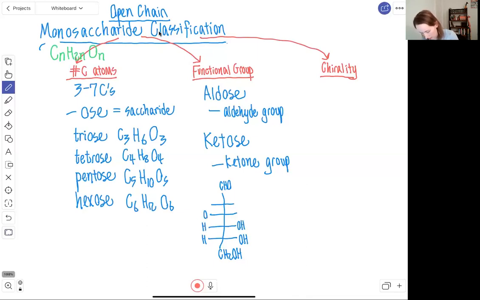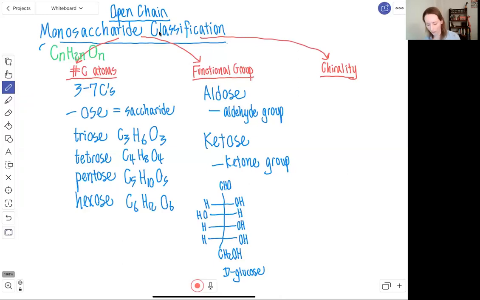So I'm just drawing out the structure of D-glucose. You don't have to memorize this structure, but you should be able to interpret it and classify it based on the information that we've provided here. So this is the structure of D-glucose. What I want you to do is take a second and ask yourself what this would be classified as based on the number of carbons and based on the functional group.